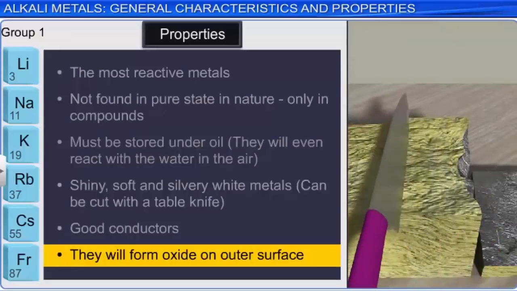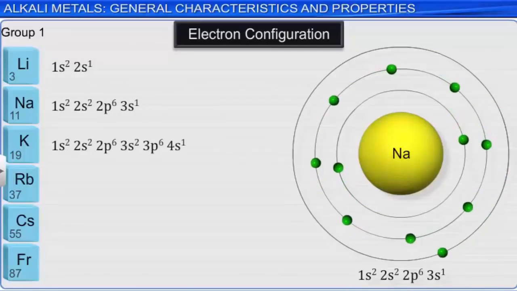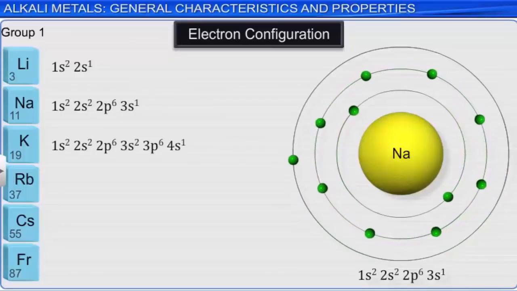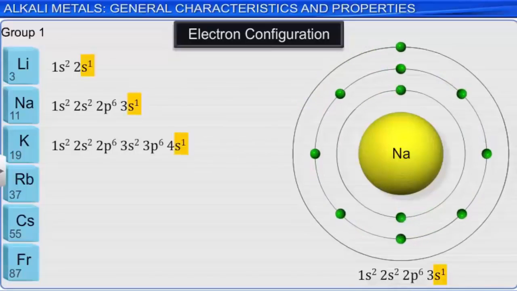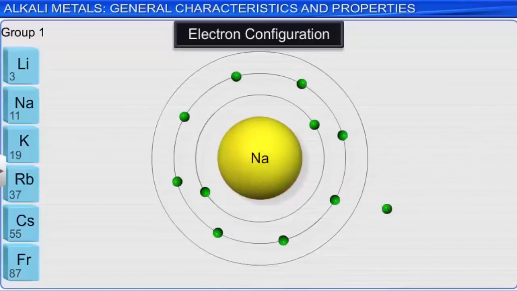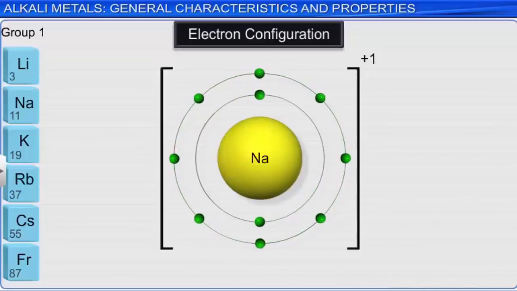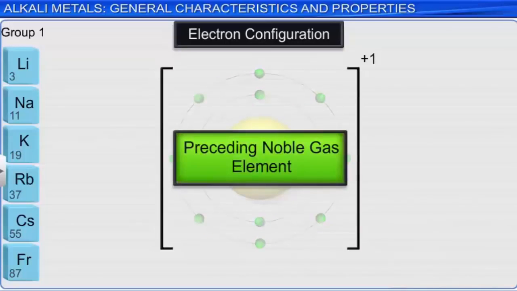Recall that the alkali metals all have electron configurations ending as s1. The single valence electron for each of these elements is relatively loosely attracted to the nucleus. If this sole valence electron is lost, then the resulting ion is isoelectronic with the preceding noble gas, that is, having the same number of electrons as the preceding noble gas. Thus, the typical ion formed by an alkali metal is a cation with a charge of +1.